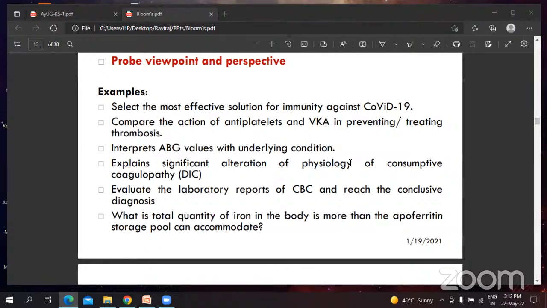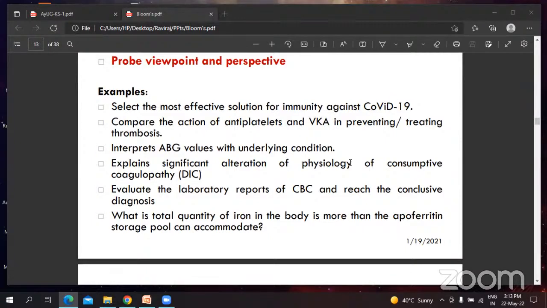Yes or no? Yes, sir. But if somebody has hemoglobin of 12, what would you say? You would say that there is no anemia. But what about other parameters?